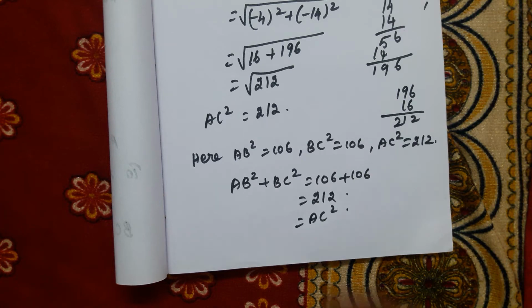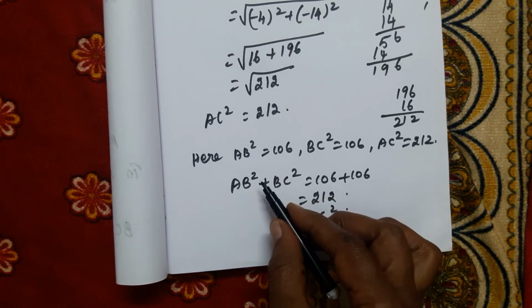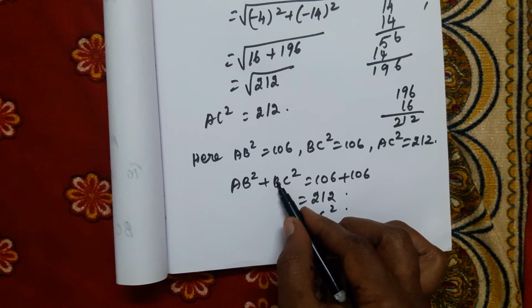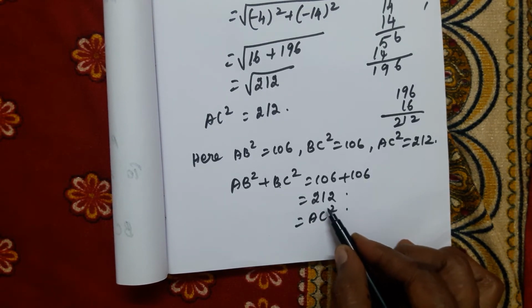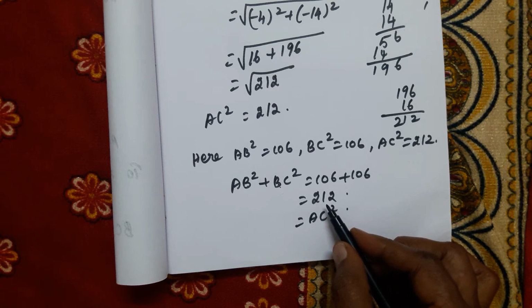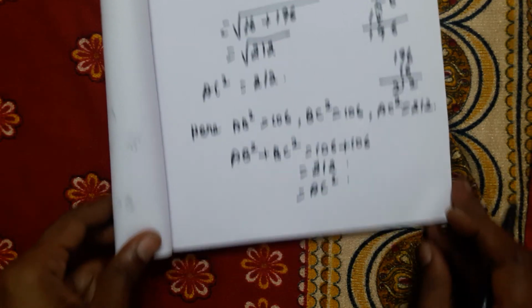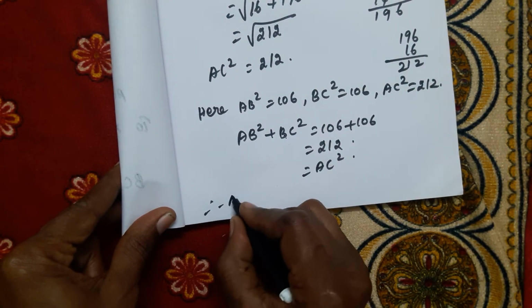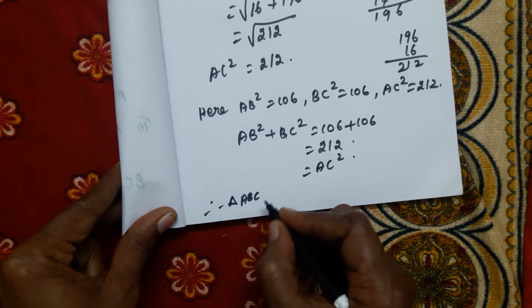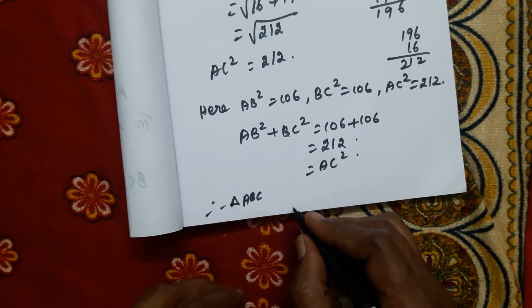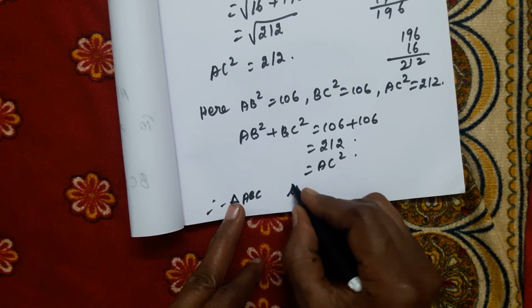Next, right angled at? What is right angle? AB square plus BC square is equal to AC square. So AC is the hypotenuse. B is the right angle. What is the right angle? B is the right angle. Therefore, triangle ABC is a right angle triangle.